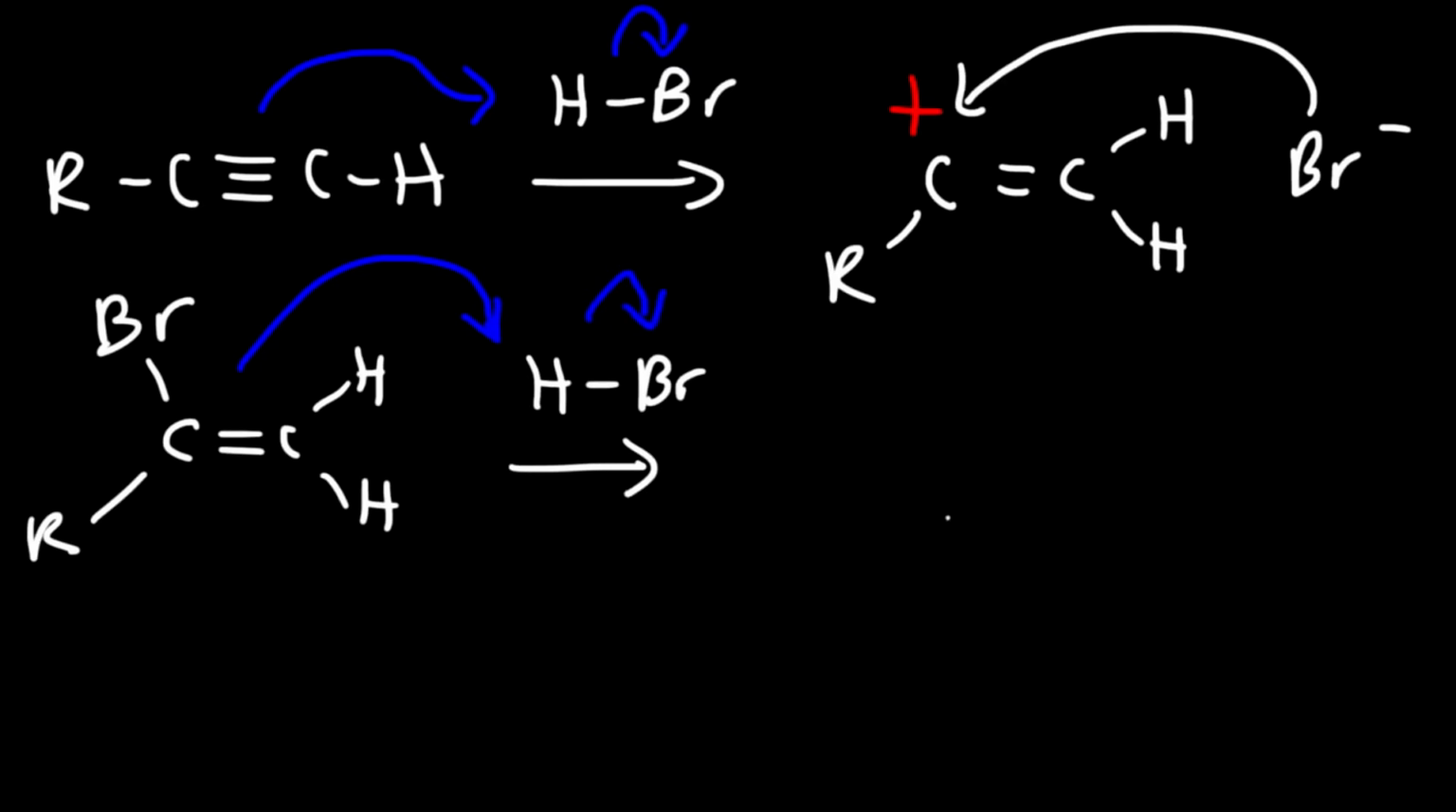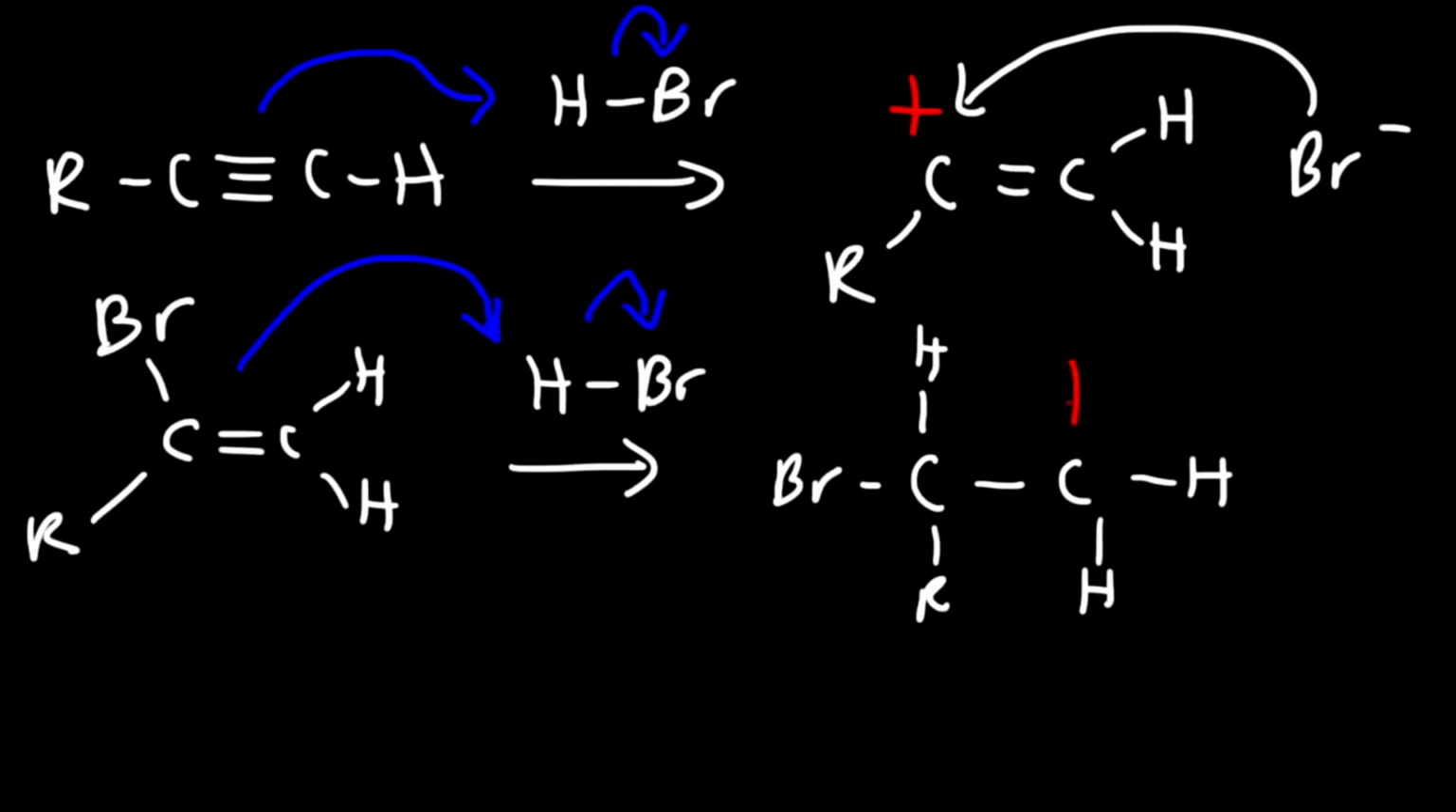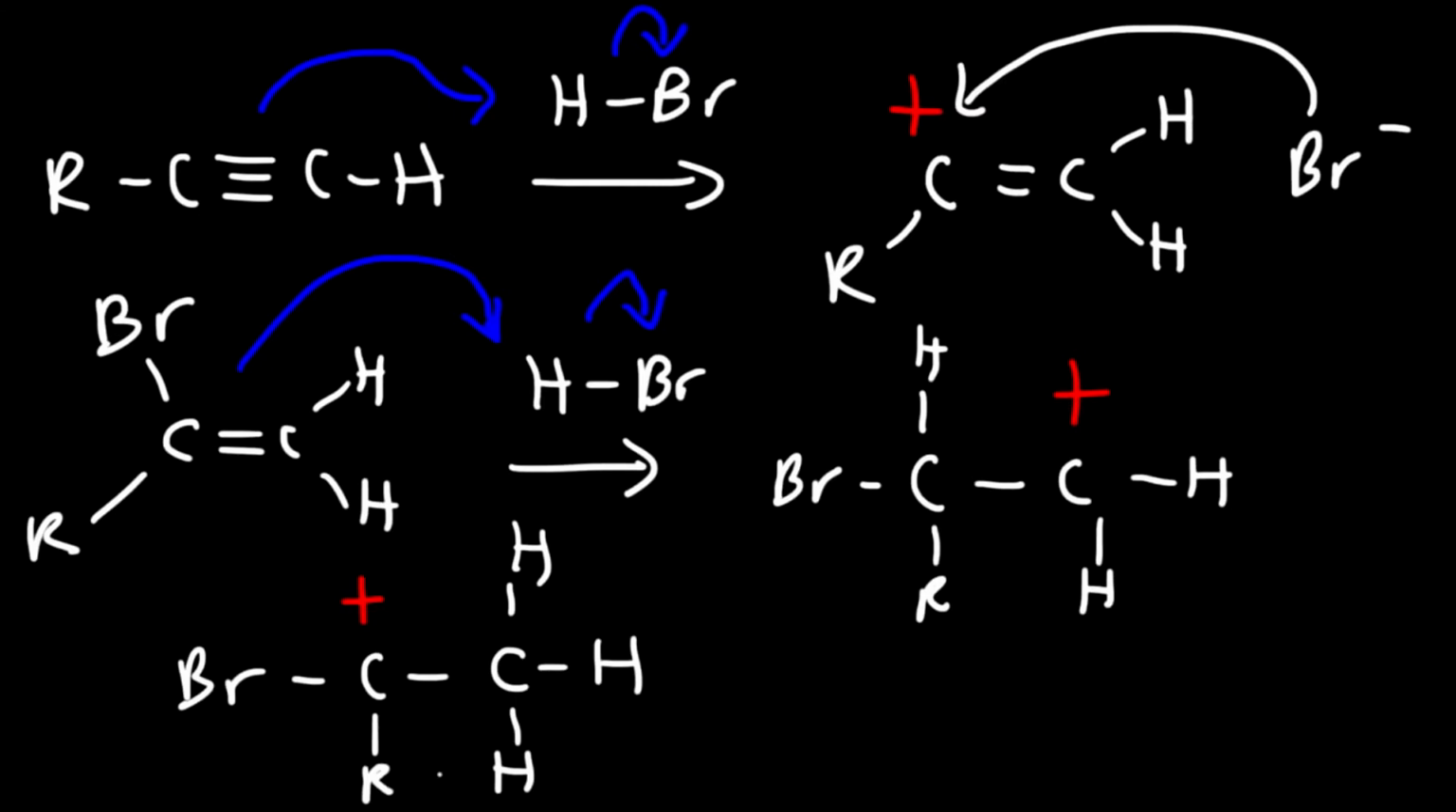Now let's talk about where to put the hydrogen atom. So if we place it on the secondary carbon, the plus charge will be on the primary carbon, which is not good. But if we place the hydrogen on the primary carbon, the plus charge will be on a secondary carbon, which is better. And not only that, but this carbocation is stabilized because of the bromine atom.